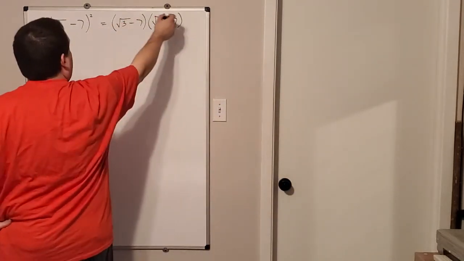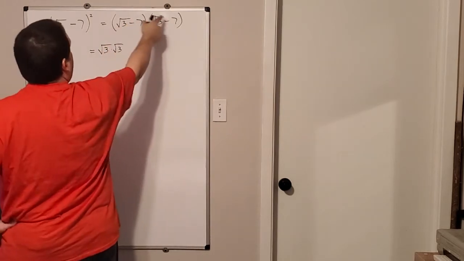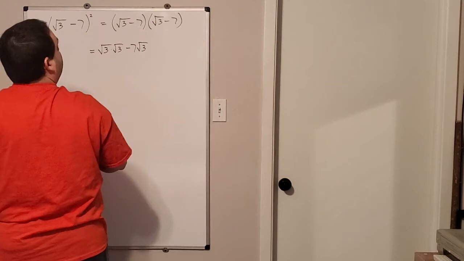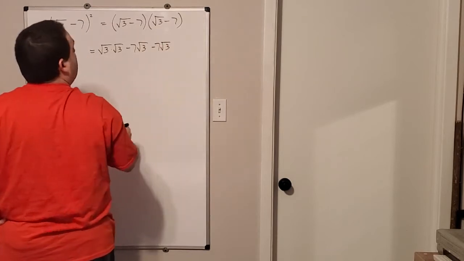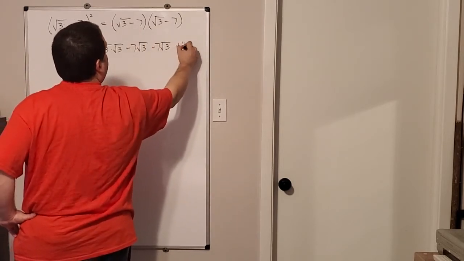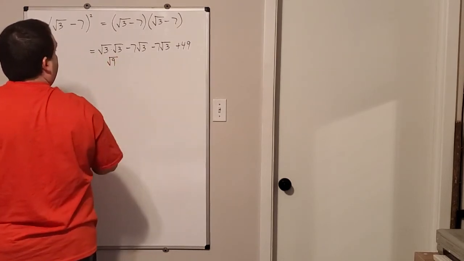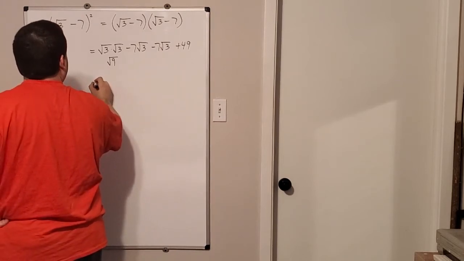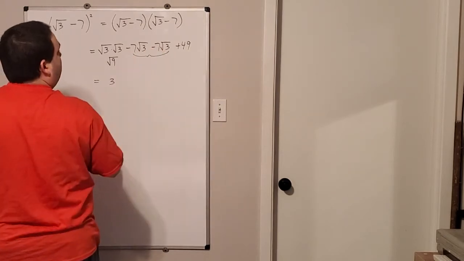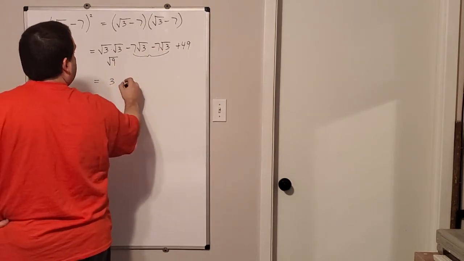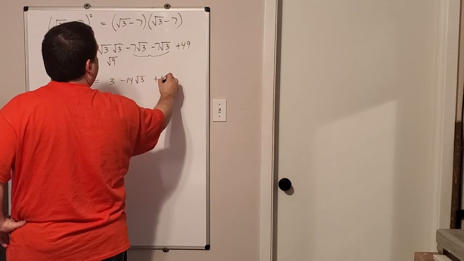So I'll be distributing the square root of 3, which will get me square root of 3 times square root of 3, and minus 7 square root of 3. Then I'll also distribute the negative 7, which will get me minus 7 square root of 3, and plus 49. Square root of 3 times square root of 3 is just square root of 9, but square root of 9 is 3. So I've got 3. These two are like terms. Look, square root of 3 and square root of 3. Minus 7 is negative 14 square root of 3. And then I've still got plus 49.